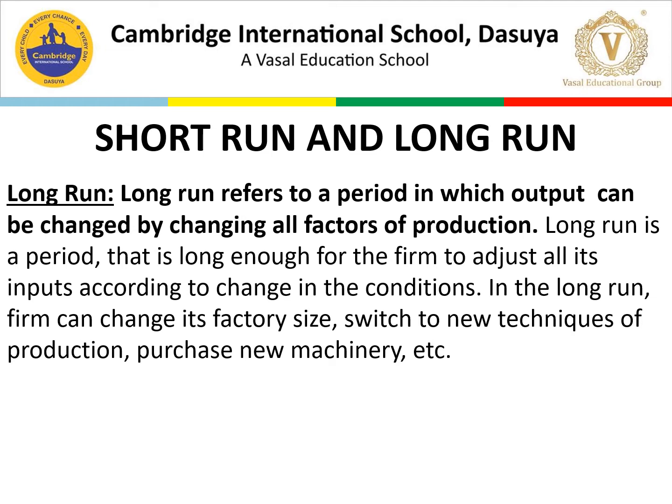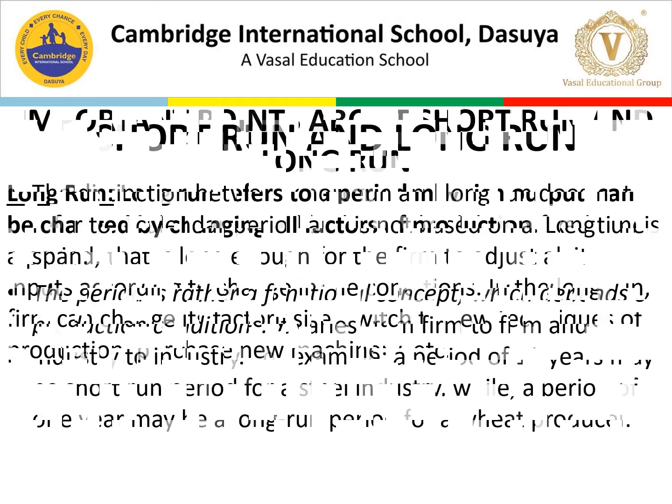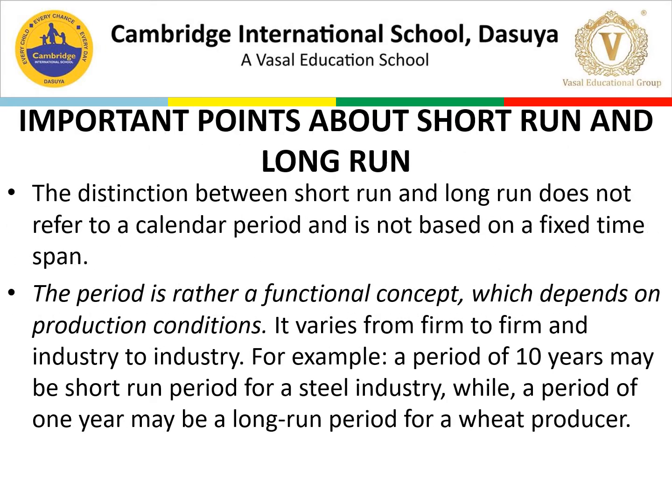Even our number of students is also increasing. So this is how we see that all the factors which were fixed can be changed, can be increased, can take a different shape in the long run. So in the long run, all the factors are variable. This is the most important thing that you need to keep in mind. Now next, let's move to important points about short run and long run.